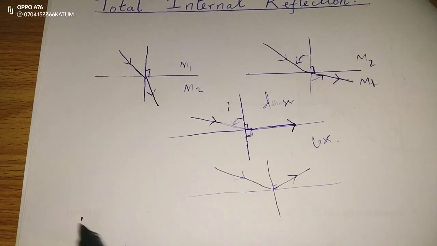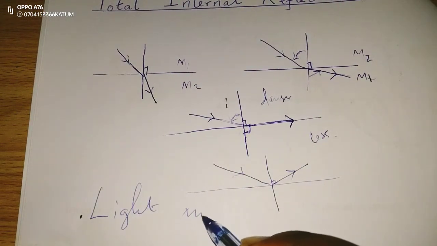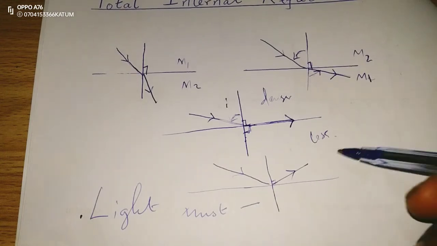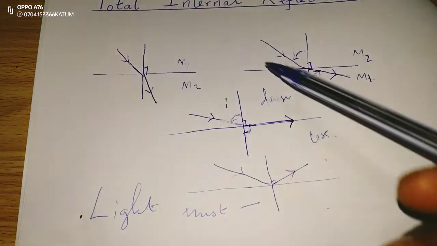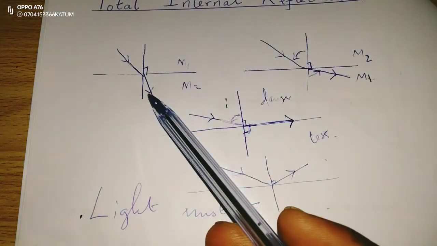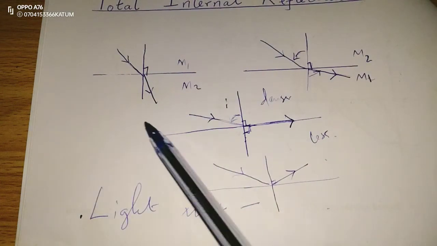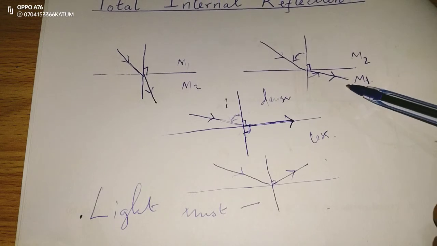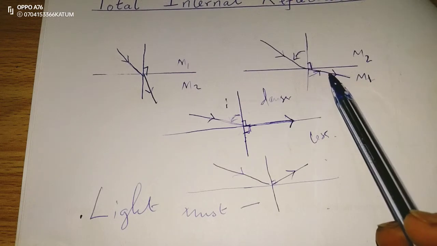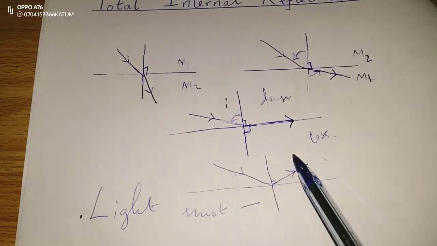So we have some conditions which are necessary for total internal reflection to occur, and one is that light must be traveling from the denser medium to the less dense medium. Because if it happens the other way around, from a less dense to denser, the ray of light will get refracted towards the normal, and there is no chance of a reflection occurring. But if it is from the denser to the less dense optically, the ray gets refracted away from the normal, and there are chances of finally having total internal reflection.